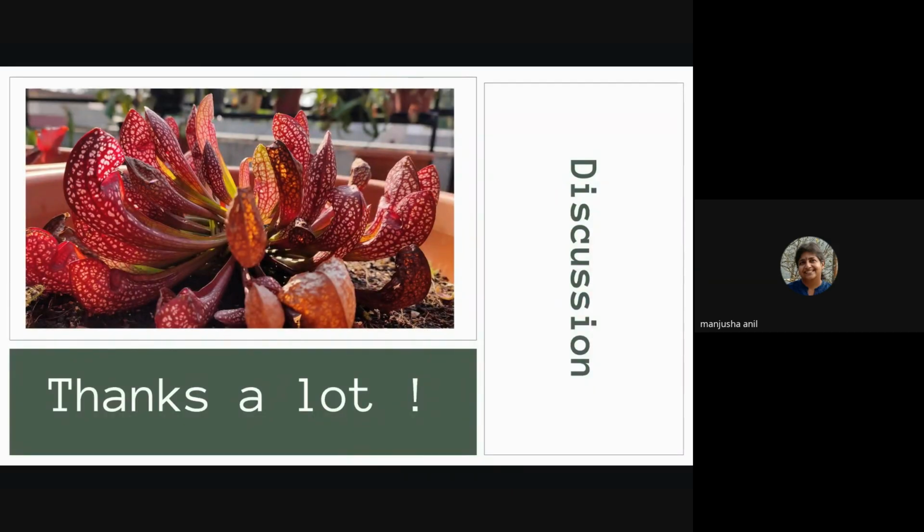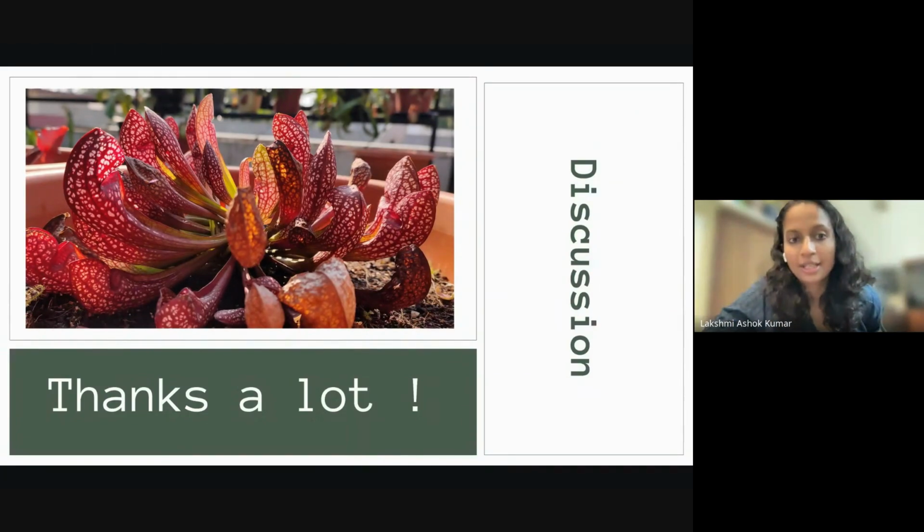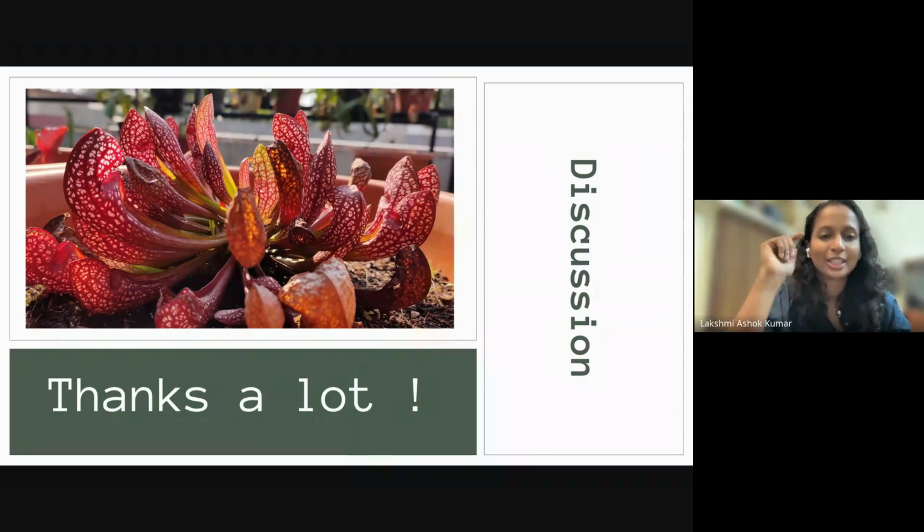Long ago, I heard that Drosera burmanii is an endangered one. Is it still existing now? Yeah, definitely they are existing. You can see that it is all over the Western Ghats. Not only in the Western Ghats, actually in the Northeast also.